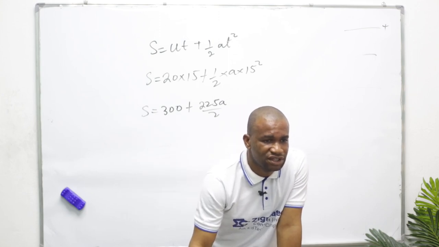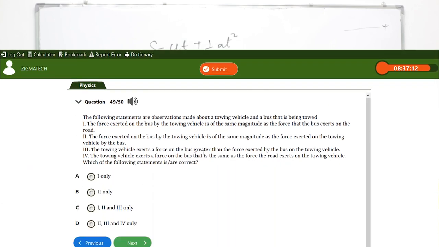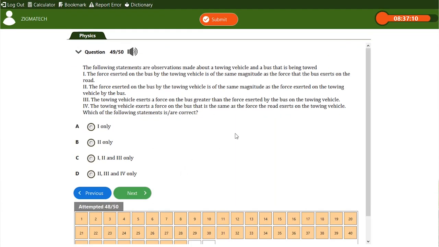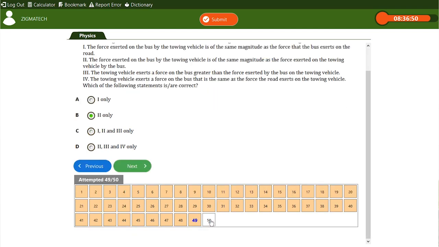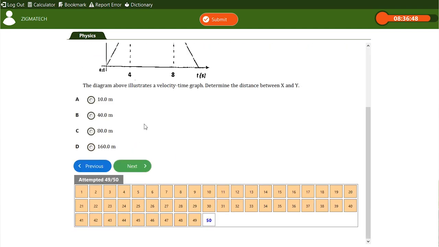Let me go to three. The towing vehicle exerts a force on the bus greater than the force exerted by the bus on the towing machine. The towing vehicle exerts a force on the bus that is the same as the force the road exerts on the towing vehicle. Which of these statements is or are correct? I will go with only two. Number 50. All right.